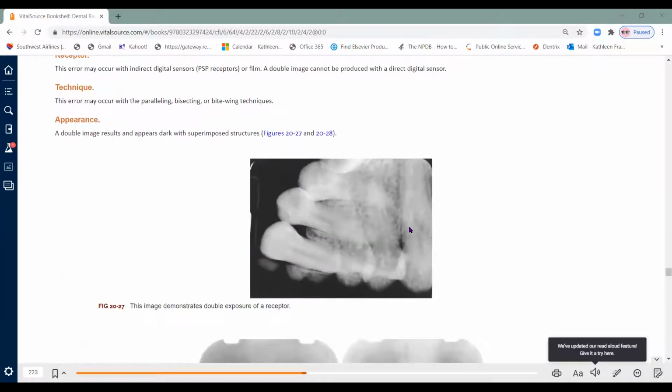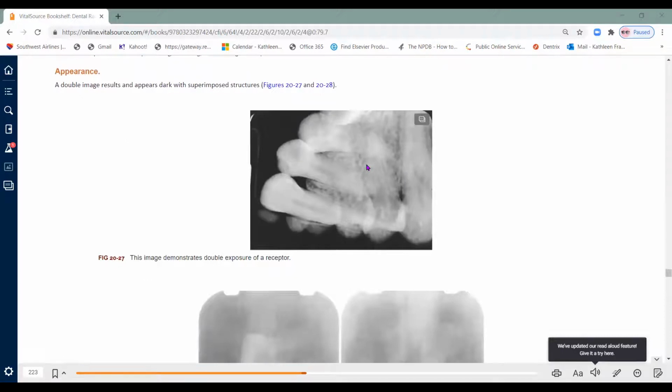This is a double image. Okay, so you can see that this film was exposed twice. That's why it's so important to make sure that you keep track and you have a special order of which you expose your films in.